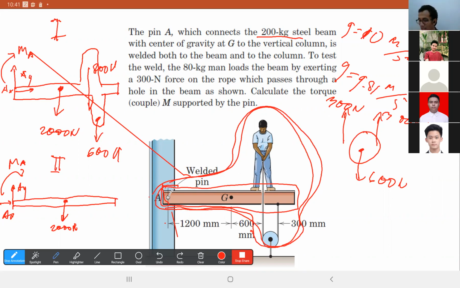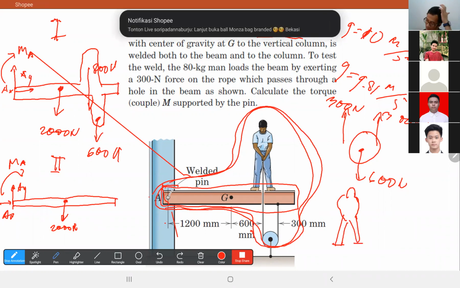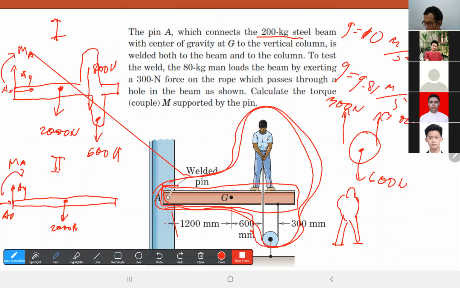Okay, in order to answer that, you have to draw the free body diagram of the man. This is the free body diagram of the man. If you see this, the man has a weight of 800 newtons, going down.